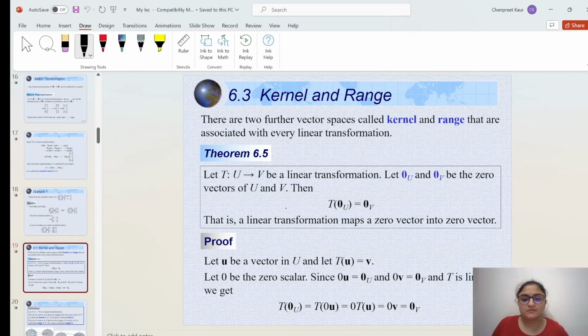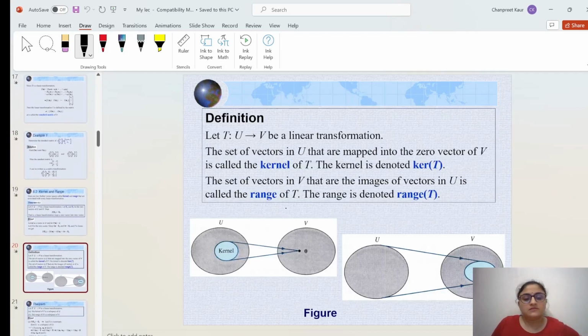The proof is very simple, so I'm just skipping this. So basically, we want to define here the kernel of a linear transformation. Suppose I have a linear transformation T from U to V. So how do we define the kernel of a mapping? Here we have vector space U, vector space V, and T is a mapping from U to V.